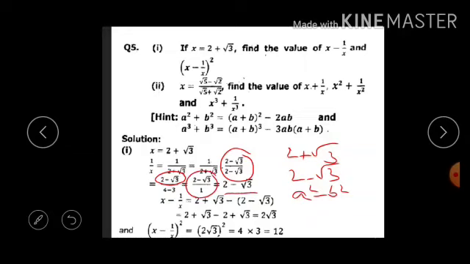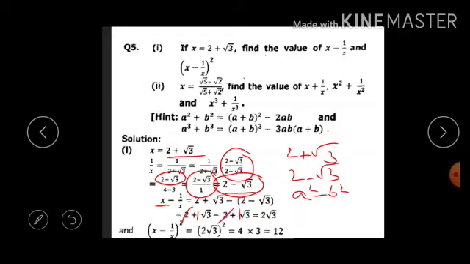Now we substitute the value. x is equal to 2 plus square root of 3. We can substitute the value of minus 1 upon x, which is equal to 2 minus square root of 3. When we remove the bracket, the sign will be changed. 2 plus square root of 3 minus 2, minus minus plus, square root of 3. Opposite sign values will be cancelled out. Plus 2 and minus 2 is cancelled. 1 square root of 3, 1 square root of 3 is equal to 2 square root of 3.